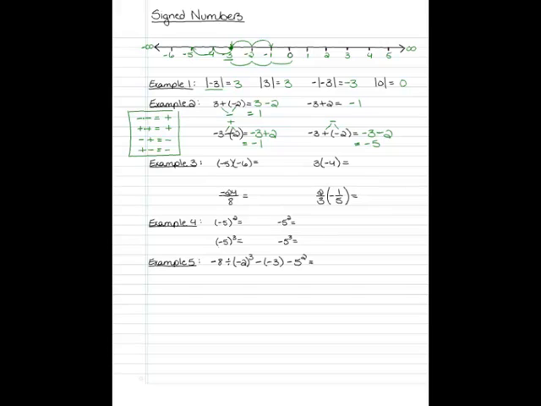A positive times a positive, the result is going to be positive. A negative times a positive, or a positive times a negative, will both give you negative results. And the same is true with division.